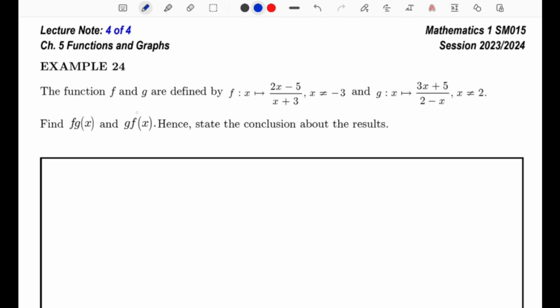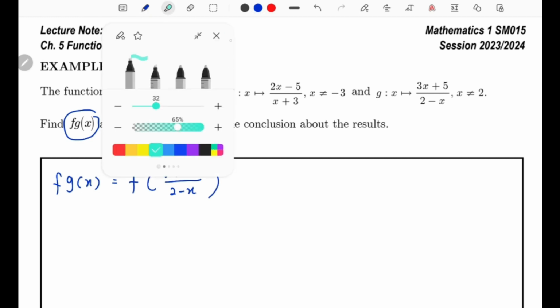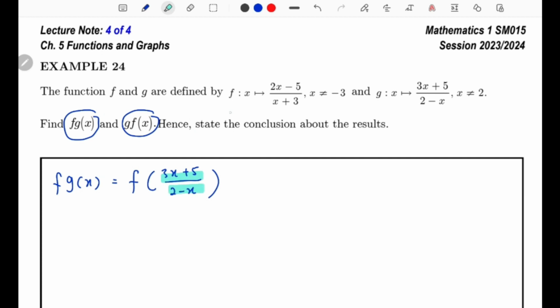Example 24. The functions f and g are defined by f(x) equals (2x minus 5) over (x plus 3), g(x) equals (3x plus 5) over (2 minus x). Find f of g(x) and g of f(x), hence state the conclusion about the results. So to find f of g(x), we just need to write down the function g, (3x plus 5) over (2 minus x), and then substitute all of it inside f, into the x.